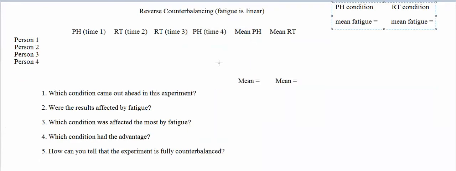I'll have you do reverse counterbalancing, and this says fatigue is linear, which means that the fatigue keeps going up in equal steps across the time points. So at time 1, there's a fatigue of 0. At time 2, there's a fatigue of 1. Time 3 is a fatigue of 2, and time 4 is a fatigue of 3. It's going up in equal steps.